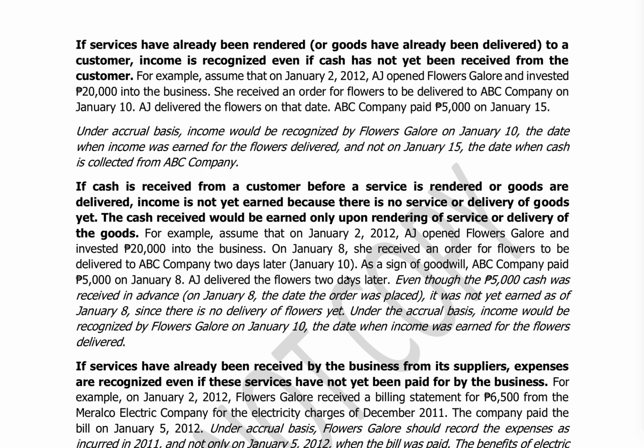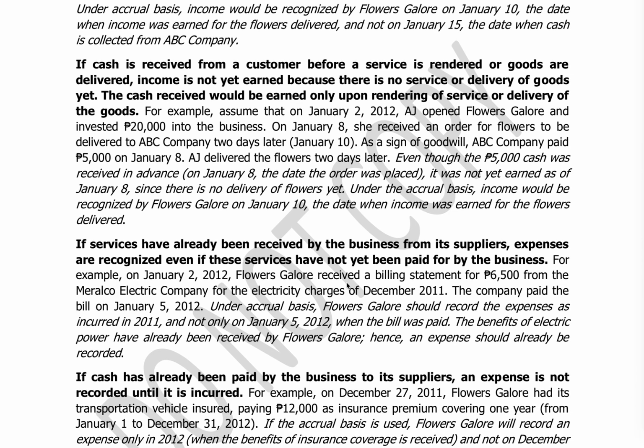Next example, if cash is received from a customer before a service is rendered or goods are delivered, the income is not yet earned because there is no service or delivery of goods yet. The cash received would be earned only upon rendering of service or delivery of goods. Ayun, paulit-ulit. Huwag niyo kakalimutan yan, lalabas na sa exam for sure. It is not when the cash is received that you will recognize the income. No. Cash is not the triggering point or the reckoning point of the recognition of income. Again, the income will only be earned upon the rendering of service or delivery of the goods.